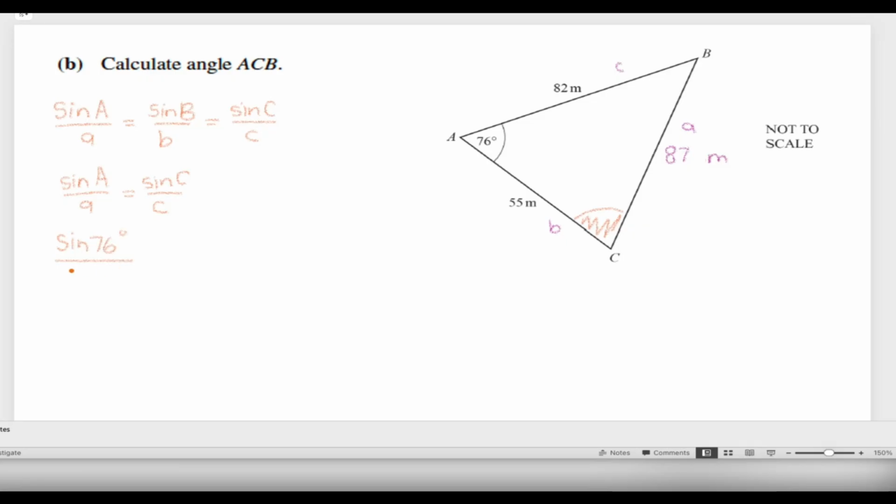And side A is 87. Sine of C, we don't know. That is what we want to calculate. So we are going to leave it as is.